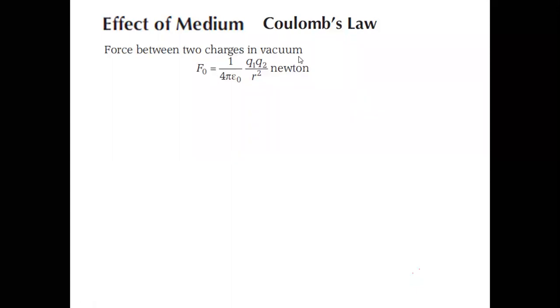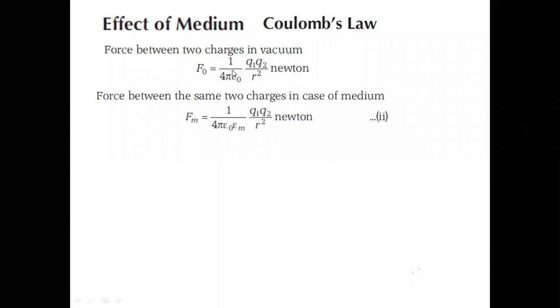Force between 2 charges in vacuum, that is vacuum meaning air or vacuum, it is 1/4 pi epsilon 0. K stands for air or vacuum. So Q1 Q2 by R square. Next, a very meaningful formula. Think, instead of air or vacuum, I put these charges inside glass or water or some other medium. So it is called force between the same 2 charges, Q1, Q2 are the same 2 charges. In case of a medium, the distance I retain the same R. The formula becomes 1/4 pi epsilon 0 epsilon m.